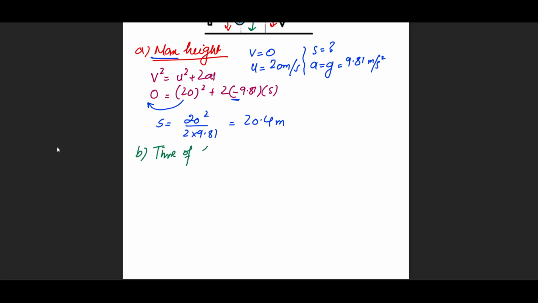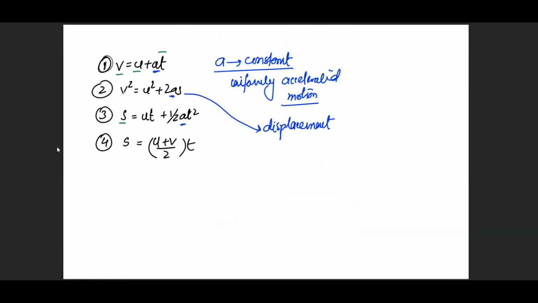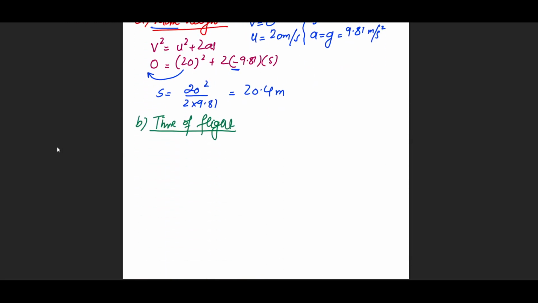So time of flight will be involving an equation that has a variable of t in it. We can't use an equation which doesn't have a t. So over here we can use v equals u plus at, simply put. So this v, the final speed, is 0 while going upwards. The initial speed was 20. The acceleration was negative 9.81 and time t as it is.